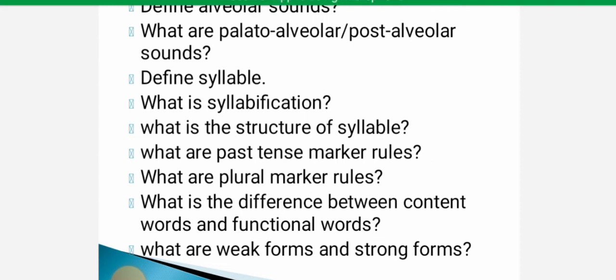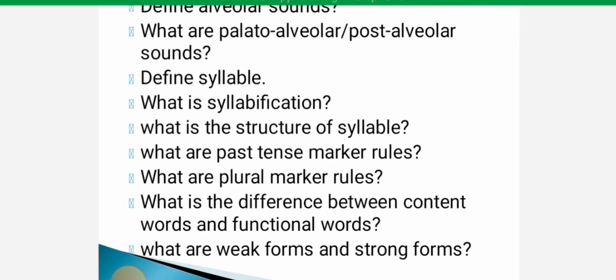Next, what are plural marker rules? When we convert singular into plural, we may add s or es, and sometimes the sound changes. For example, book, books, it's an s sound. Rug, R-U-G, rugs, it's a z sound. Work, works.